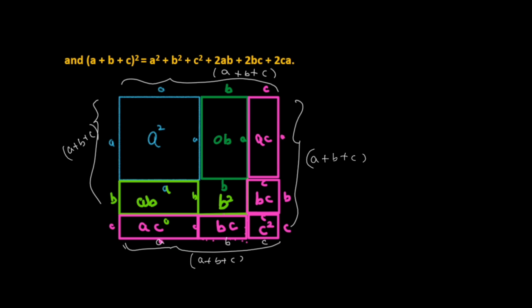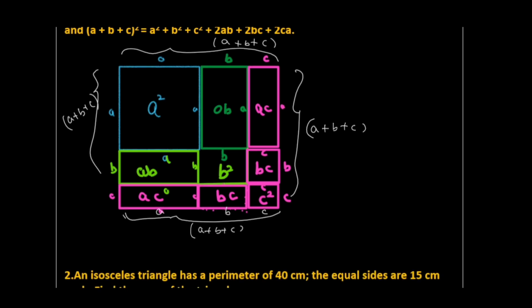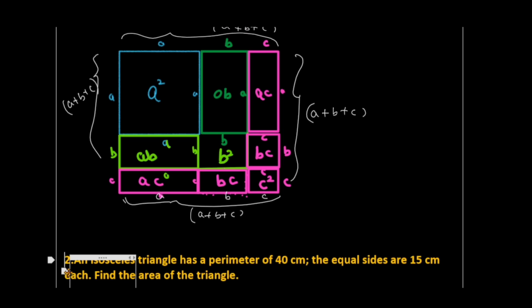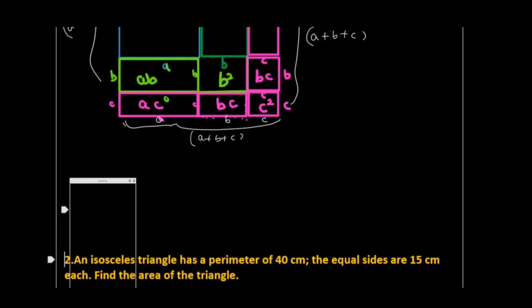Now the area of the square, as we are using the formula method, area of the square is side squared. Side squared is A plus B plus C the whole square.